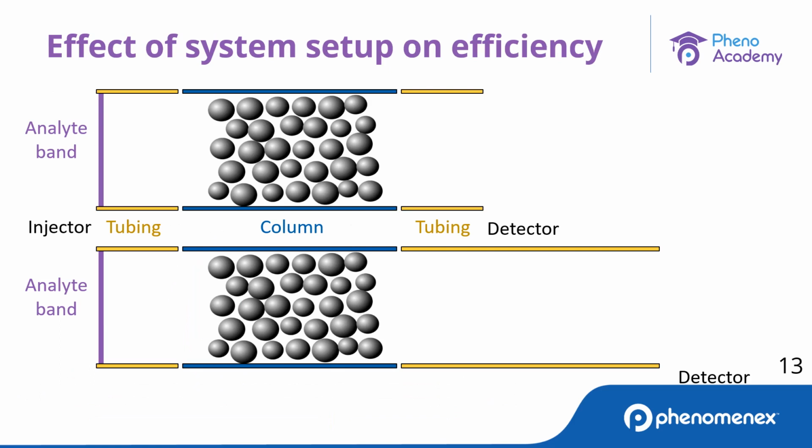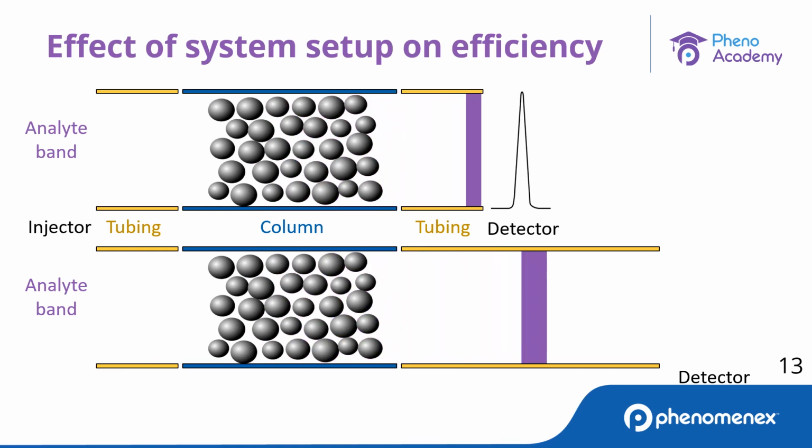I wanted to emphasize just how important optimizing the LC system is in getting high efficiency. So we are going to compare two setups. Everything is the same: analyte, flow rate, column, except that in the bottom setup, the tubing connecting the column to the detector is longer. Now, watch what happens to the analyte band. As you can see in the longer tubing, there is a lot more opportunity for diffusion to take place, so efficiency is decreased and the peak is broader.